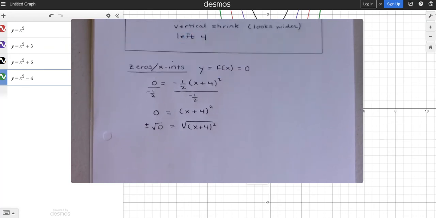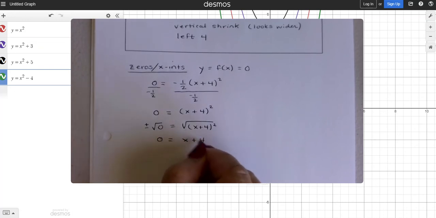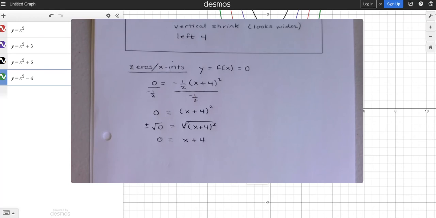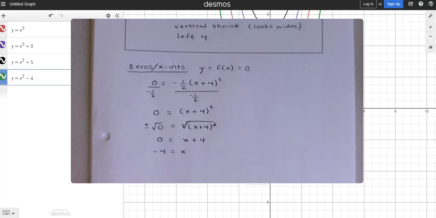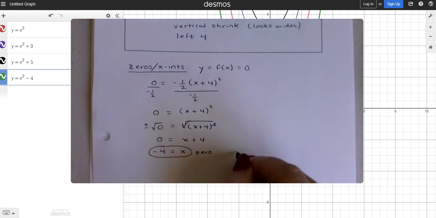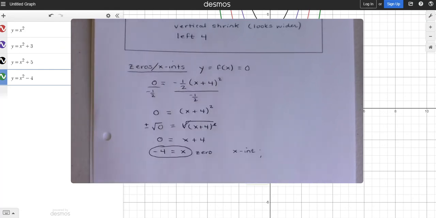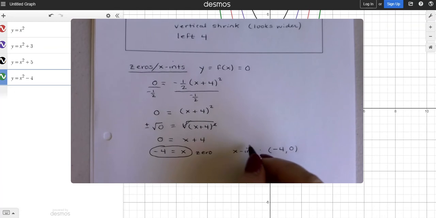And this one's kind of interesting because the square root of 0 is 0, and it doesn't really matter if that's positive or negative, right? 0 is 0. So I just get 0 equals x plus 4, meaning this time I just get one solution to that equation, meaning I only have one 0, or in other words, just one x-intercept. So x equals negative 4 is the only 0. If I want to write that as an x-intercept, I would write it as the point (-4, 0).